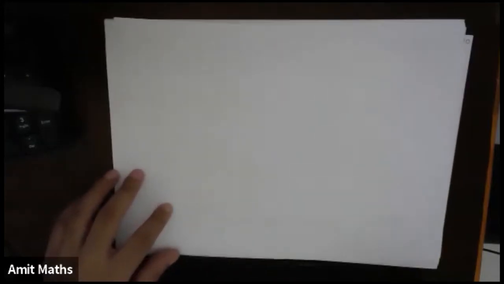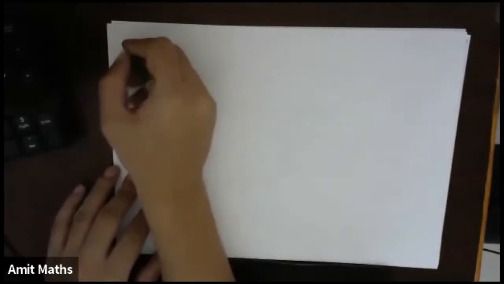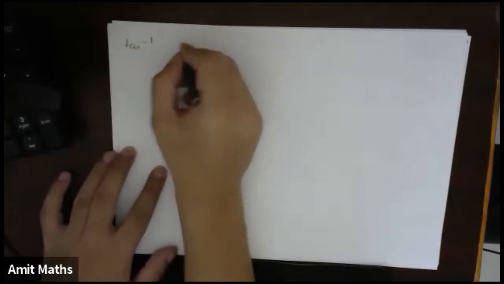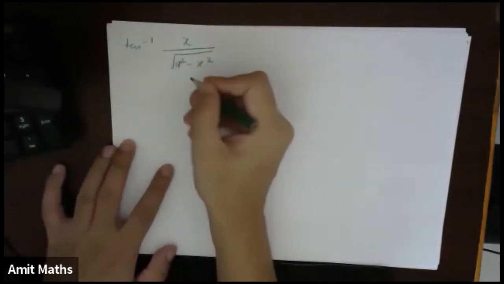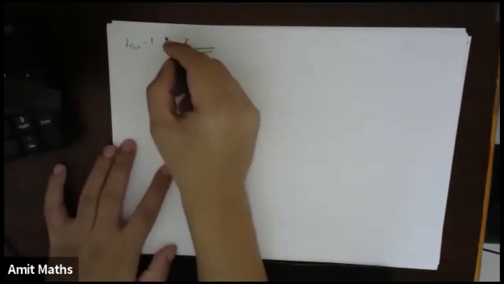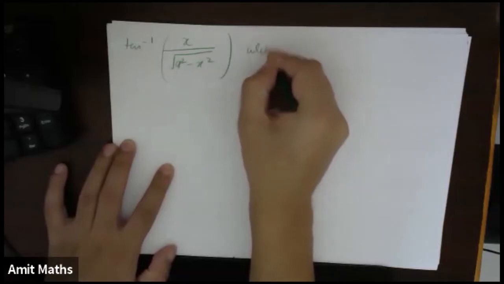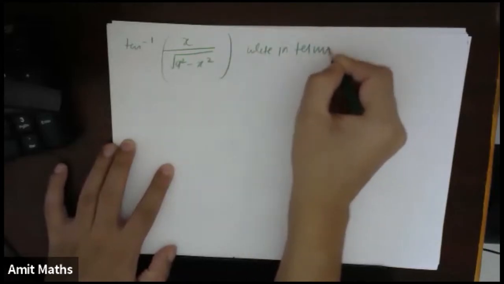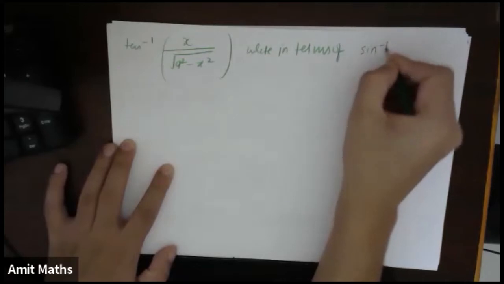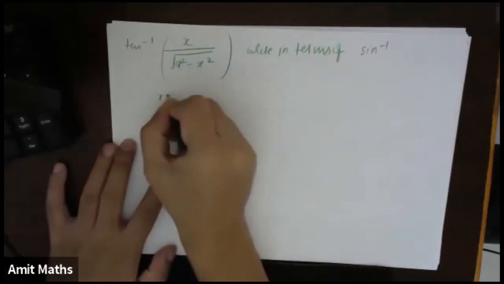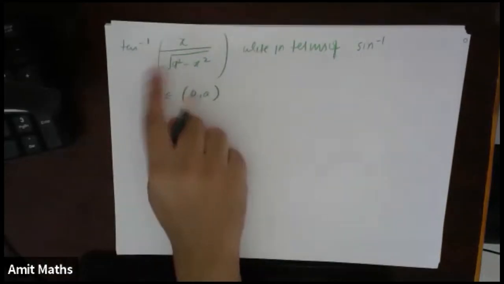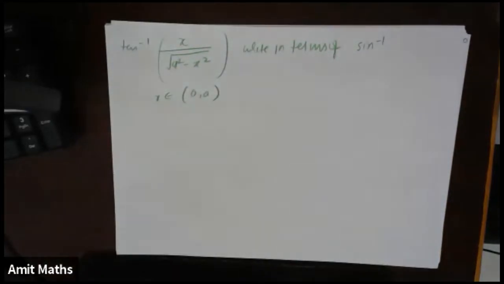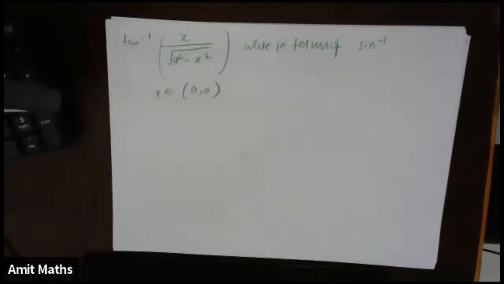Okay, so let's solve one question. This is tan inverse of x by under the root of a square minus x square. You have to convert this in terms of sine inverse, where x belongs to 0 to a. It's very simple. Just write this in terms of sine inverse. Let's see if you can find it out.